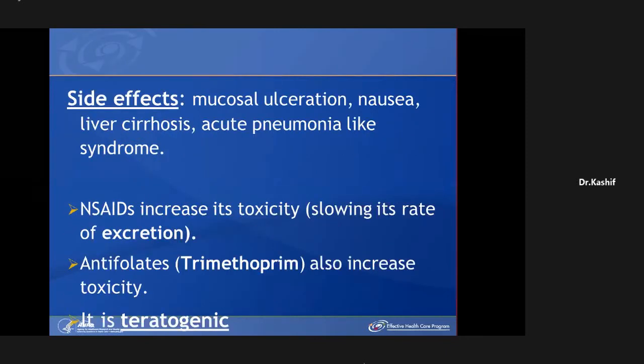Every drug has side effects, and anti-cancer drugs always have very severe side effects. Mucosal ulceration and pneumonitis are other side effects of methotrexate. If you give an NSAID along with it, it also increases toxicity. So NSAIDs are not given along with this drug. NSAIDs and antifolate drugs should not be combined. But we will see in the coming slides that DMARDs are usually given in combination. So you have to understand the drug interactions, because they are given in combination. You should have knowledge of which drugs should be combined, otherwise it will further deteriorate the condition. So NSAIDs and antifolates are not given along with methotrexate, and it is also a teratogenic drug, so you should not give it in pregnancy.